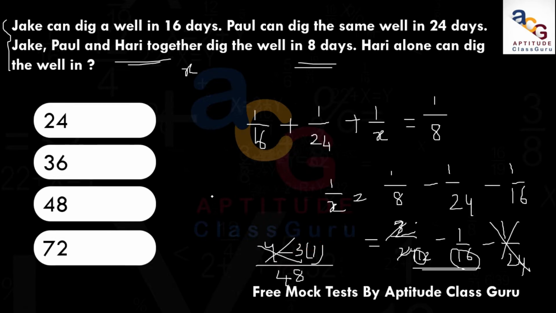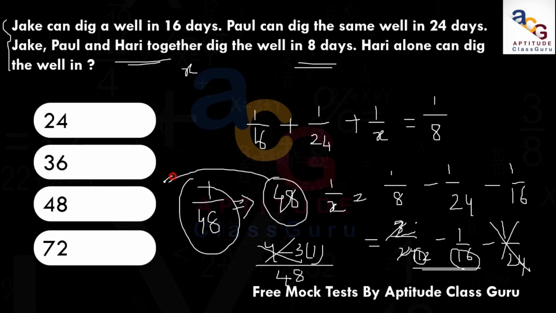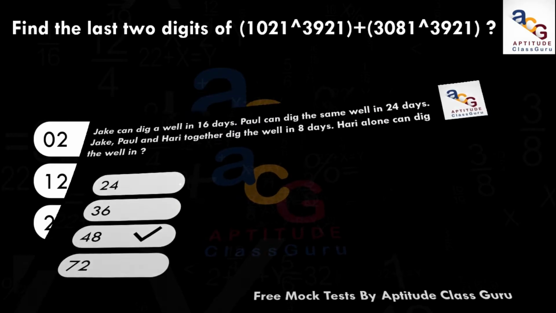So Harry, in one day, can complete 1/48th of the work, such that the unit work is completed in a total of 48 days. So the answer is 48. Let's look at the next problem.